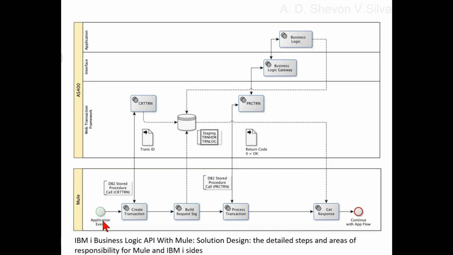Here the application event, create transaction, build request STG, process transaction, get response, and continue with the flow in Mule. And here the CRTTRN staging PRCTRN in the Web Transaction Framework, and here the business logic gateway is in the interface, and business logic is in the application. Here the Web Transaction Framework interface and applications are in AS400.